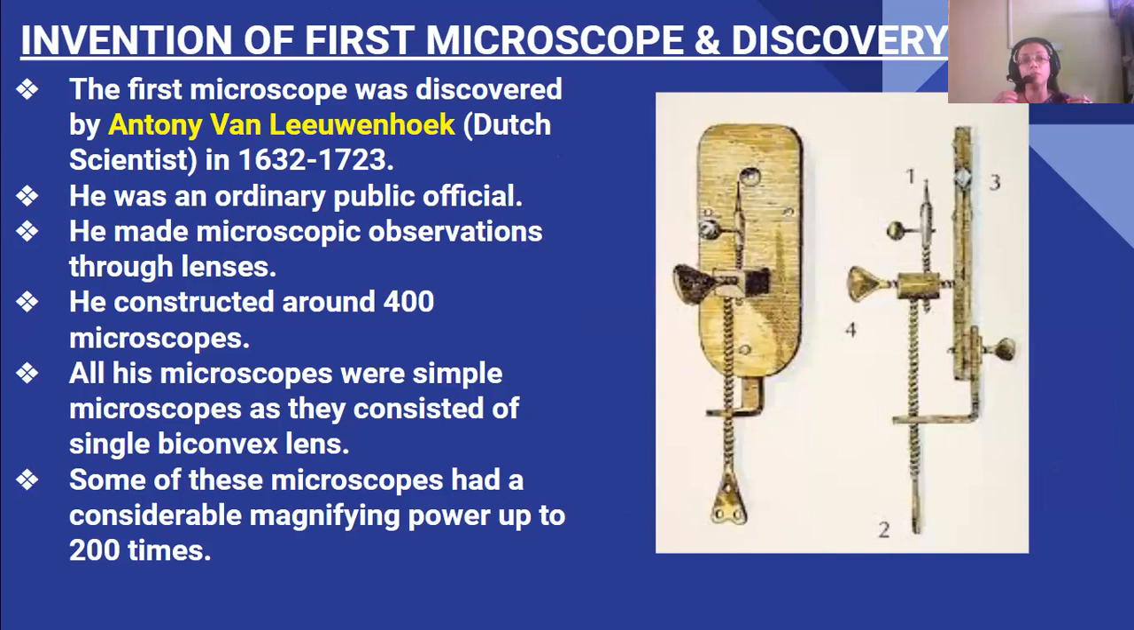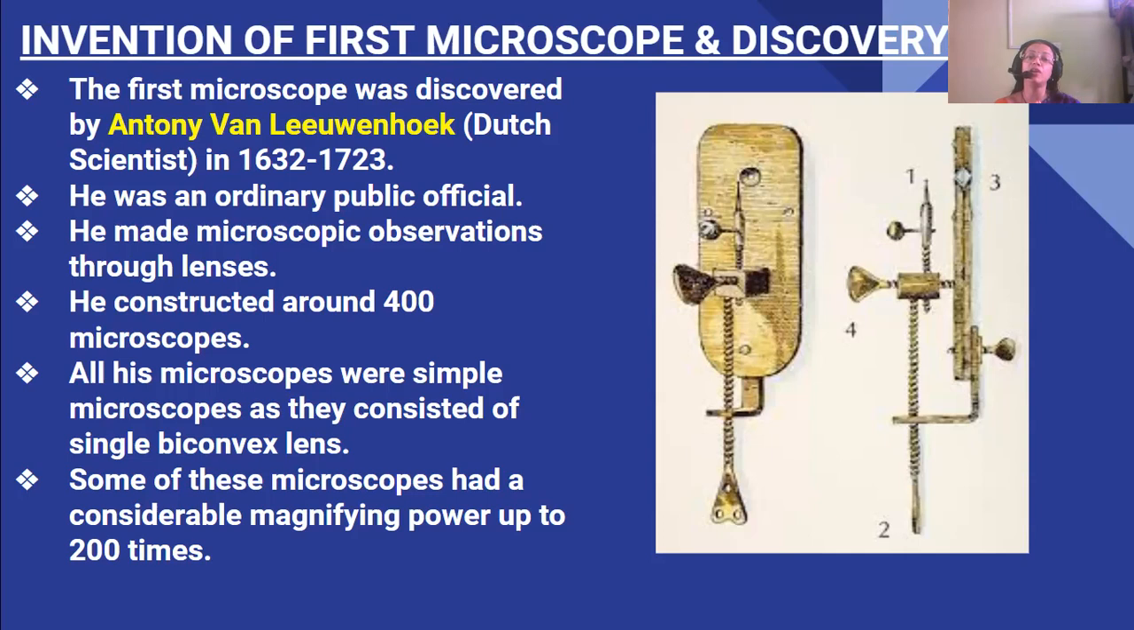This was done by a microscope. So first the microscope was discovered. The first microscope was discovered by Antony van Leeuwenhoek, who was a Dutch scientist. He was born in 1632 and he died in 1723. So he was the first to discover a microscope.